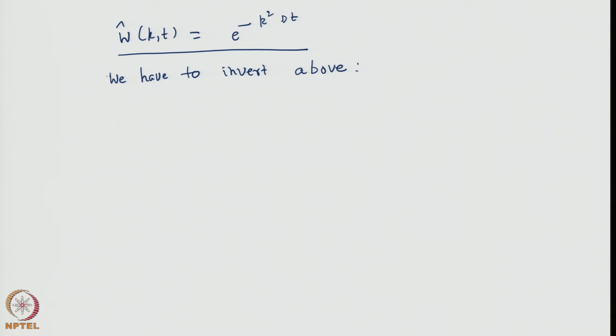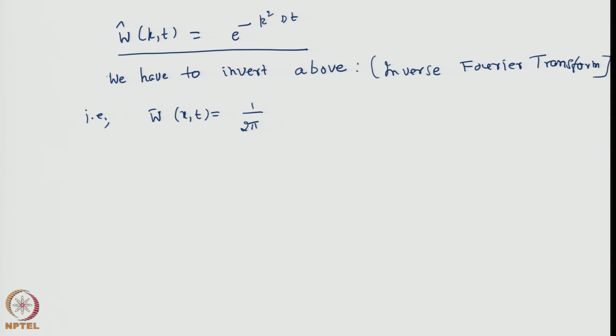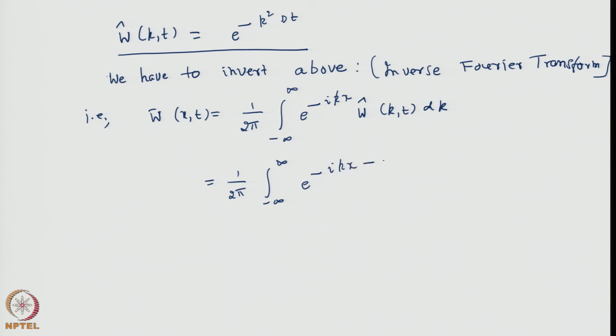We know the inversion theorem. That is, by definition, w x t is the inverse Fourier transform, which is 1 by 2 pi, minus infinity to infinity over k variable now, but with the sign changed, e to the power minus i k x w caret k t d k. This is the most general definition. So, upon substituting, it will have the form 1 by 2 pi, minus infinity to infinity, e to the power minus i k x minus k square dt dk.